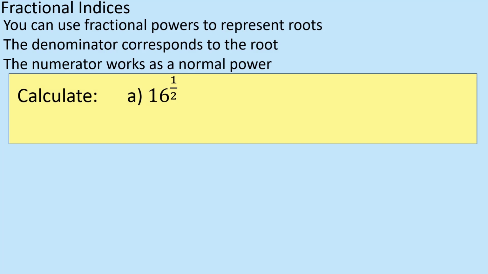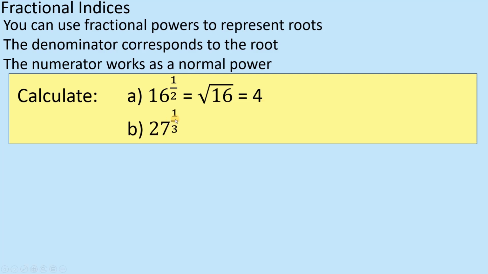What you've essentially got here is 16 to the power 1, and then the denominator is basically the square root. So what you've got here is the square root of 16. That's essentially what half means, the square root of 16, which is going to give you 4. So anything to the power of a fraction means root of, and the bottom number, the denominator, means the square root of. It's the square root of 16, which is 4.